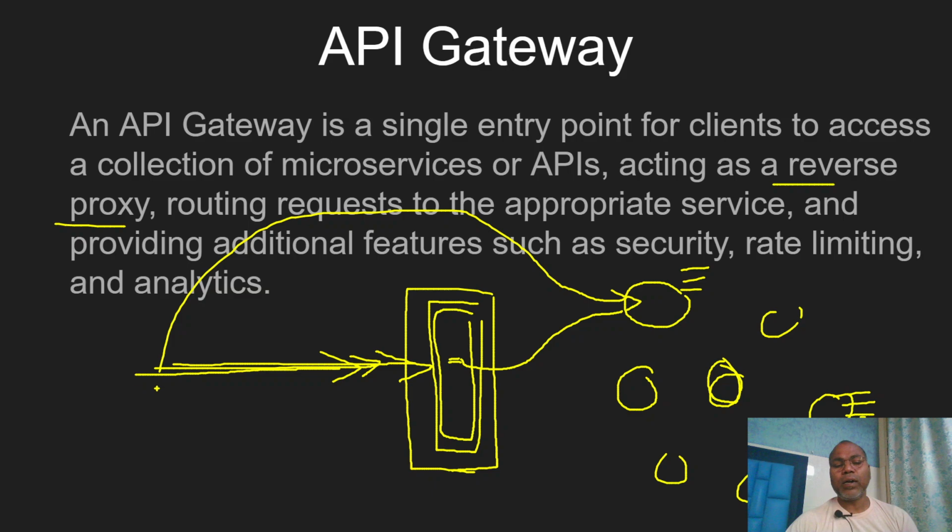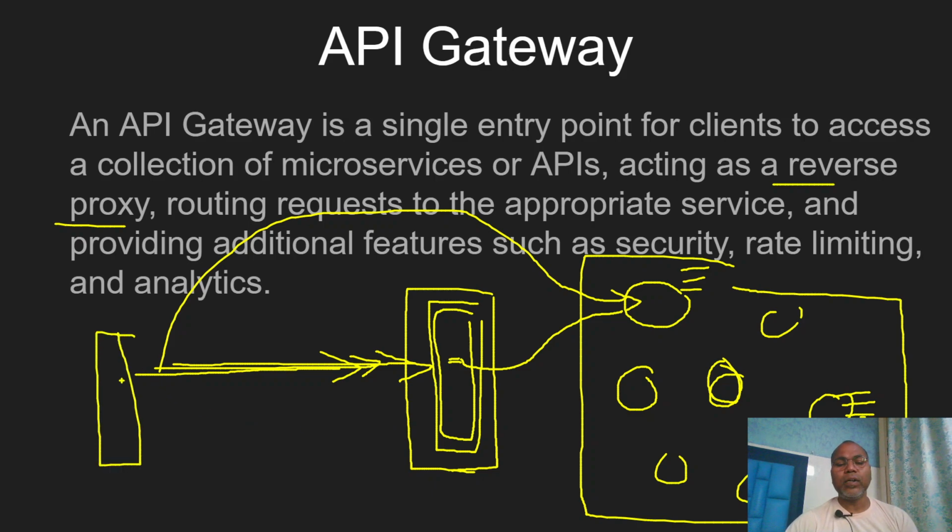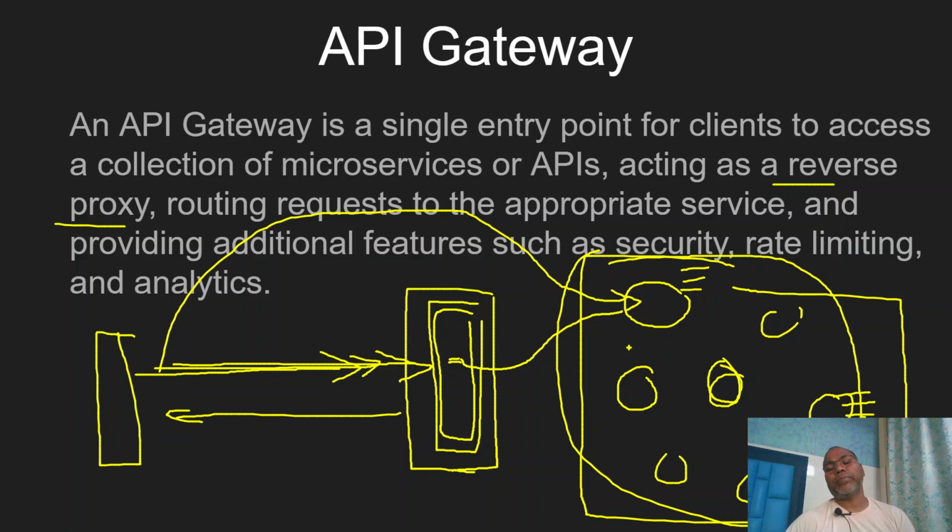So it looks like it works as a kind of reverse proxy. It means for every request and response, on behalf of the microservices, the API gateway is interacting. The client just sends a request to the API gateway and gets the response. So the API gateway plays a proxy role for the whole collection of microservices or APIs.